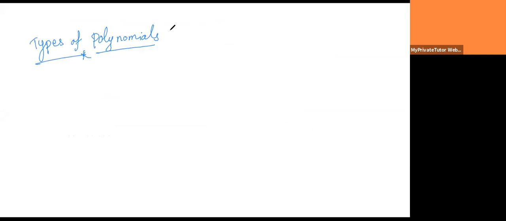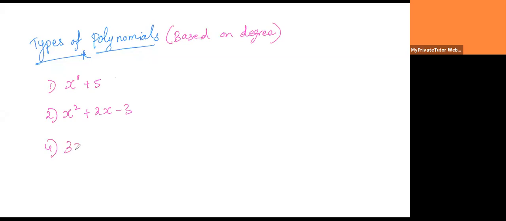But if they specifically ask you what the types of polynomials are based on degree, then you need to write the following. Based on degree means x, which is x to the power 1, and it doesn't matter how many terms you have in it. Then x^2 + 2x - 3, then 3x^3 - 4x^2 + 2x - 3, and so on.